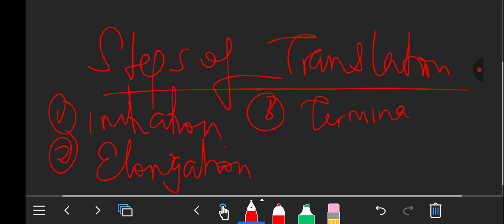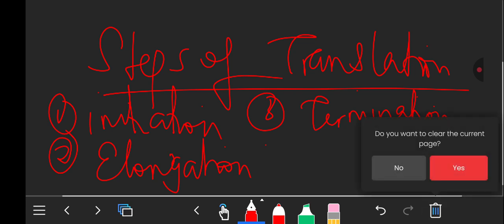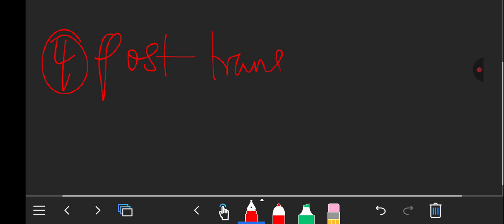But there's also another step which takes place other than these. It is called post-translational modification. When proteins are made, they have to be modified. Let's say this is the 4th step, which we are calling post-translational modification.